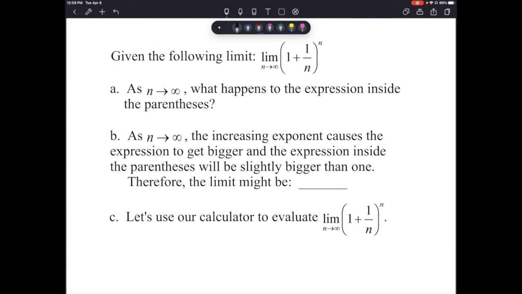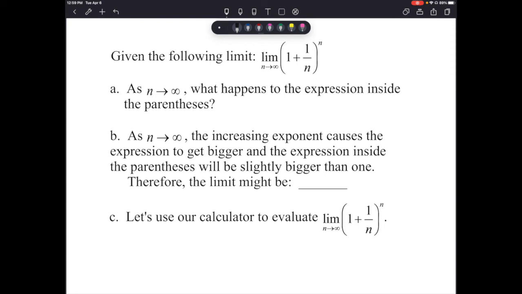All right, now we're going to change the subject here for a moment. We're going to look at, given the following limit, as n approaches positive infinity of our function, 1 plus 1 over n to the power of n. Okay, so this is our information that we're going to start talking about in terms of the number e. We're just going to introduce it today. Tomorrow we'll talk a lot more about it.